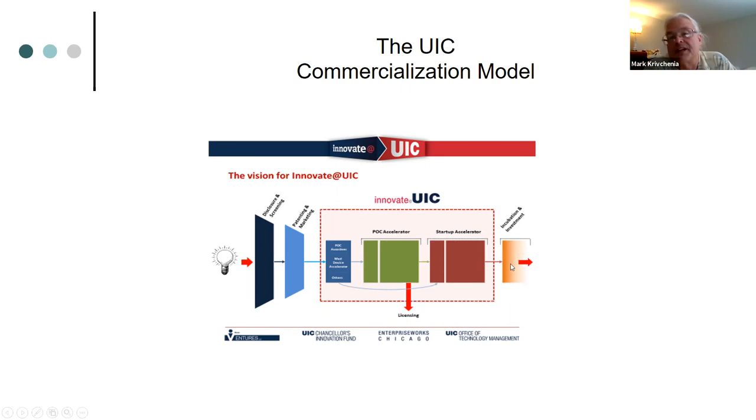That's how the university makes money: we take the inventions, we license the patents or the copyrights or the trademarks to companies, and they pay us a royalty for the rights to use the university intellectual property.